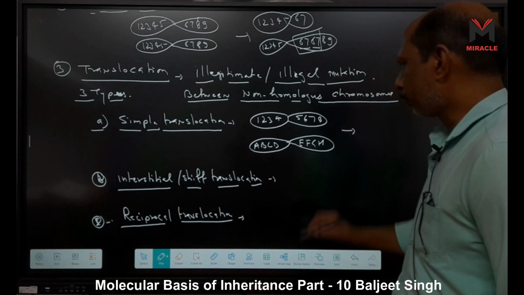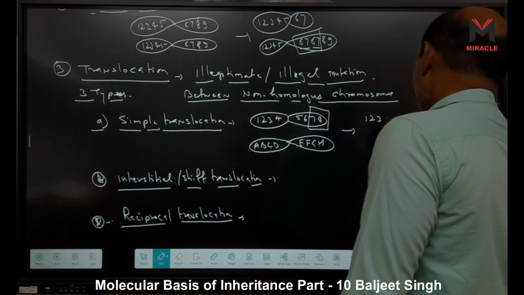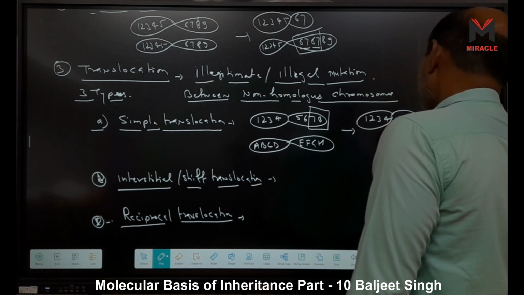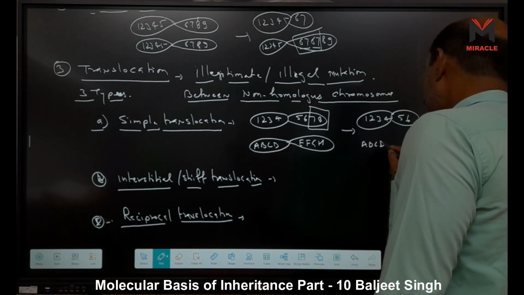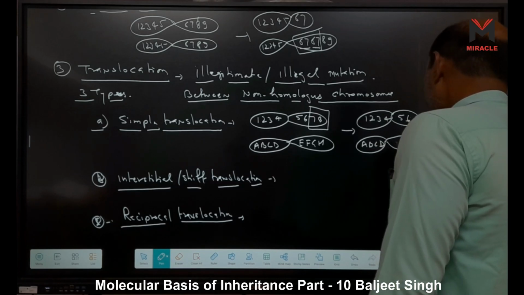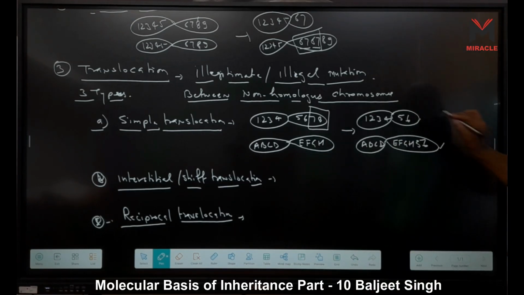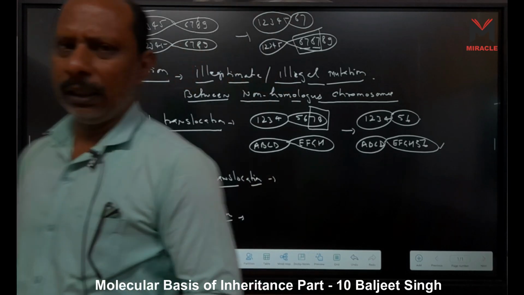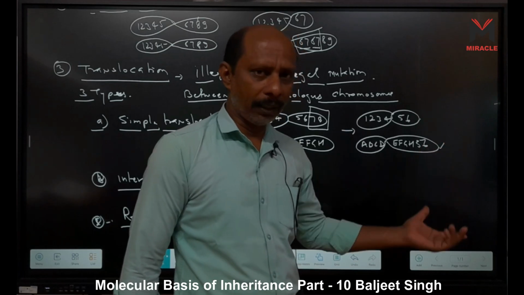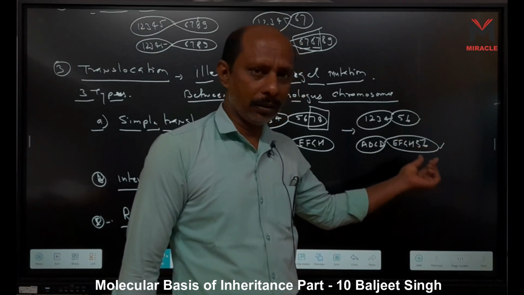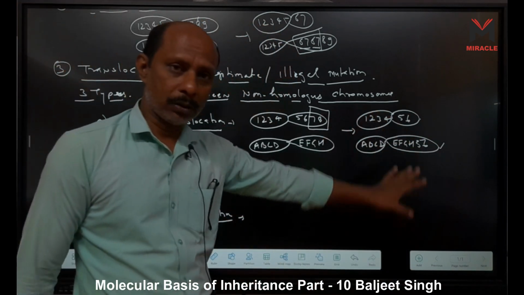Then after that, suppose that this part is exchanged. The first becomes 1, 2, 3, 4, and the second part coming is 5, 6. The second one becomes A, B, C, D, E, F, G, H, 5, 6. So this is the example of simple translocation. It is like duplication, but it is not repeated because it contains different genetic materials, right? This exchange occurs between two non-homologous chromosomes, so it is called simple translocation, right?